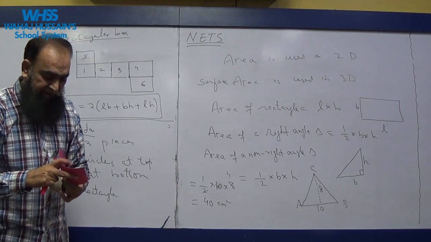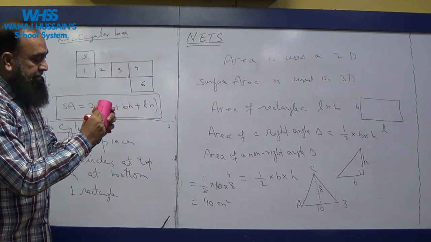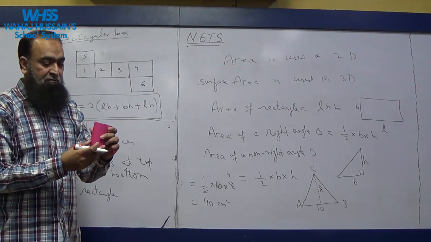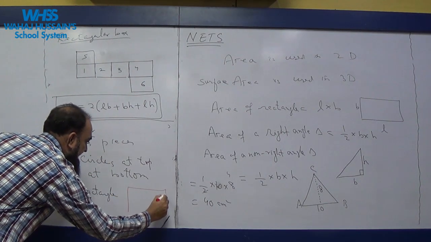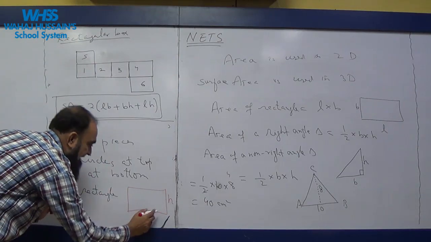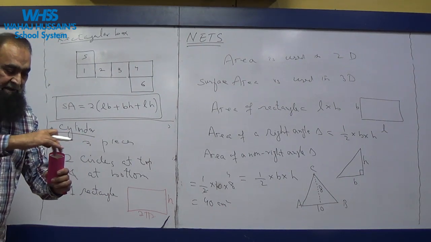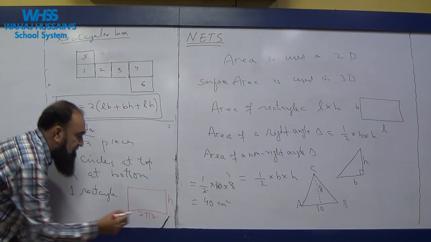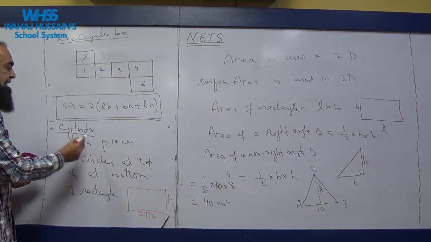If I just close this, that is called a cylinder, and its height is h, and this is a circle with circumference 2 pi r. So when we open this one, we have a rectangle like this, whose breadth is h, and length is 2 pi r, because this is the circumference of the circle. If I open this one, we get the length of this rectangle, that is 2 pi r. So if we have to find the surface area of a cylinder, then we have to find the area of these three pieces.